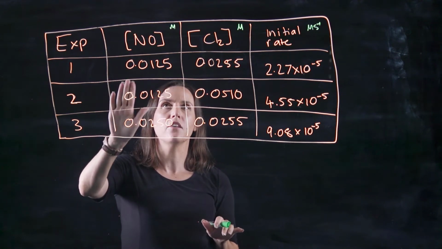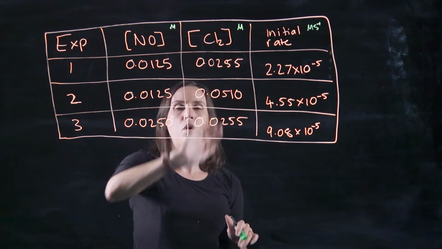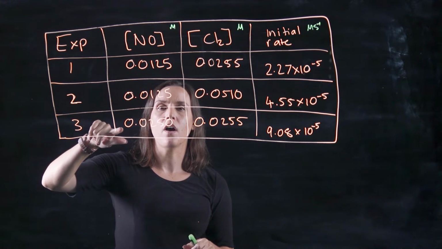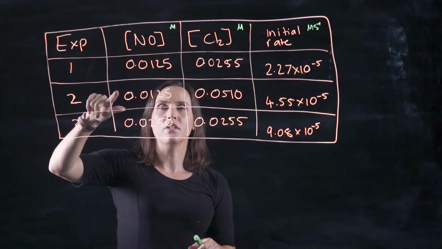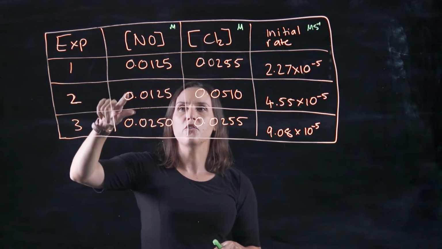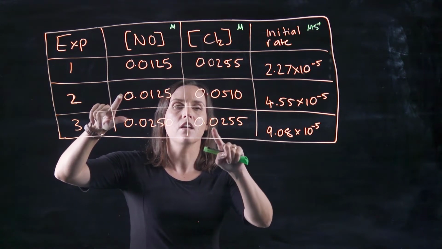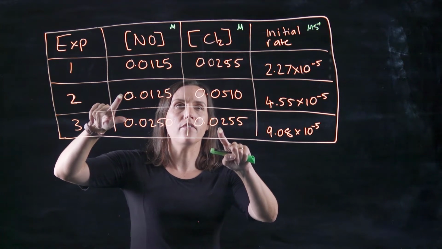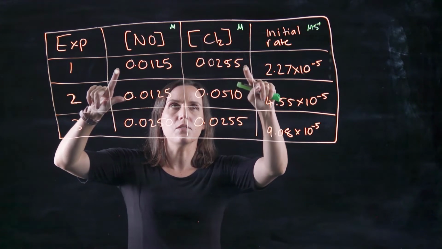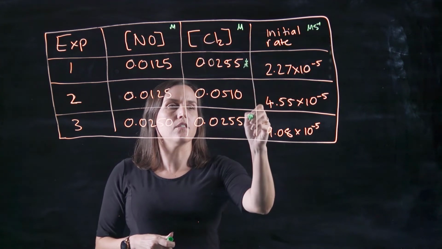So we're going to be doubling the concentration of NO, holding the Cl2 constant while we're doubling them. We can see that the 0.0250 is double the 0.0125. So we've got two options. This is going to be our doubled one. When we're choosing between these two options, we want to look at the Cl2 and make sure it's staying constant. So we've got 0.0255, 0.0510, 0.0255. So this one and this one are the same, so they're going to be the experiments that we choose.